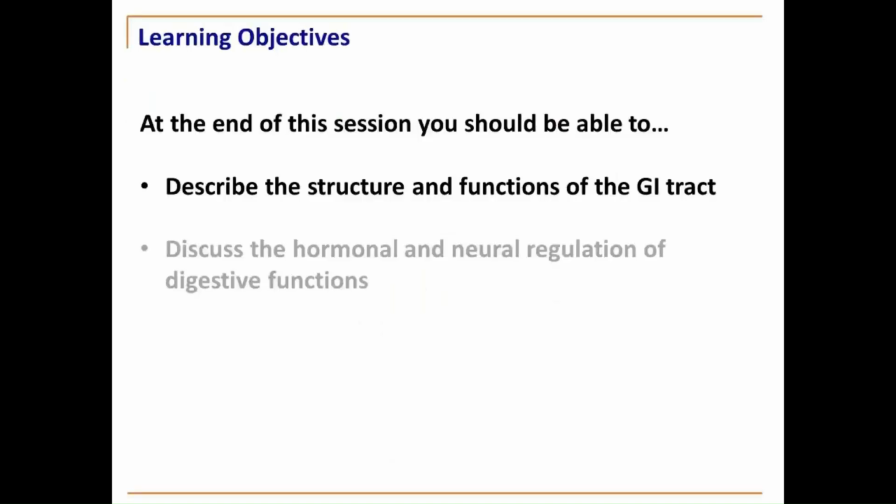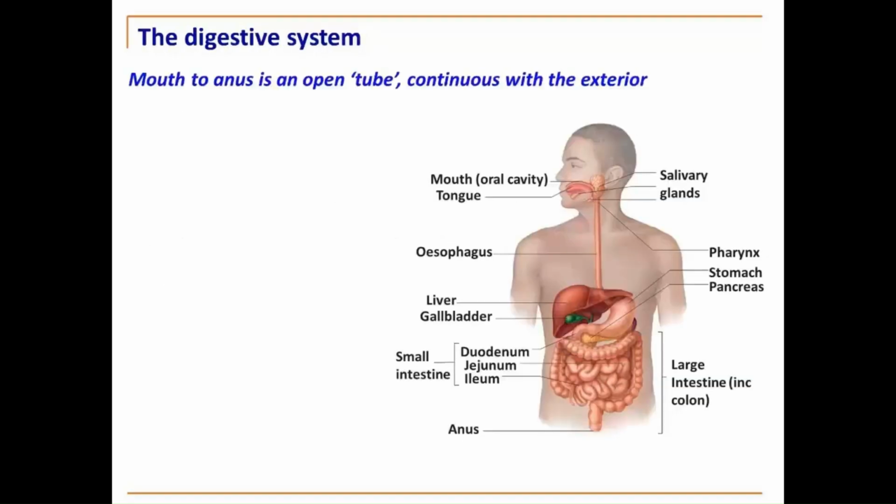This is the first session on the GI tract, and we'll focus on the structure and functions of the GI tract. Now, when you're thinking about the digestive system, it begins at the mouth and it ends at the anus, and it's actually an open tube that is continuous with the exterior.